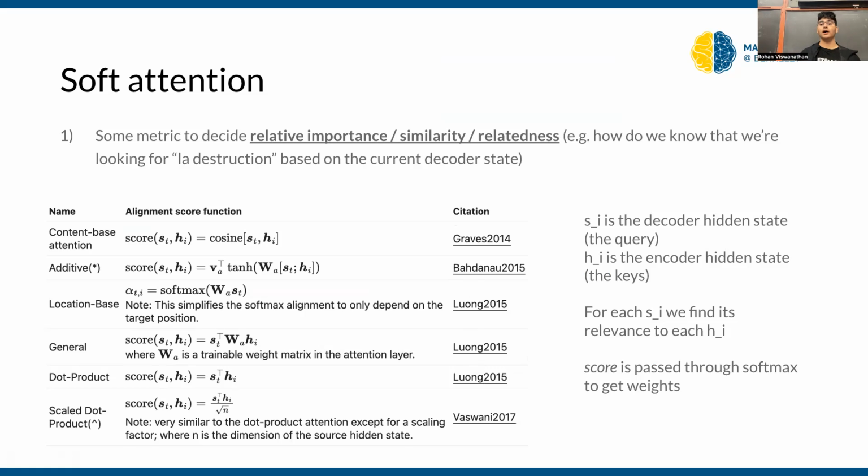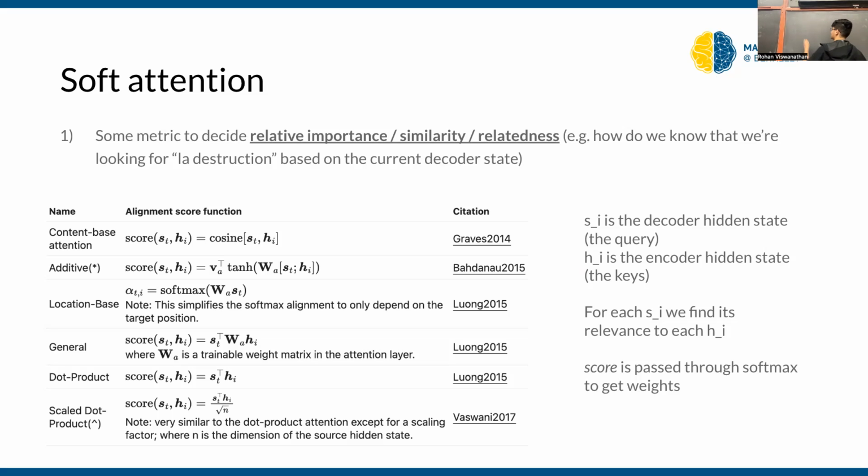So again, S sub i is the decoder hidden state, and H sub i is the encoder hidden state. In this case, S sub i is the queries that we're looking for, and H sub i is the keys. For each S sub i, we want to find its relevance to each H sub i. And we're going to be going over this.